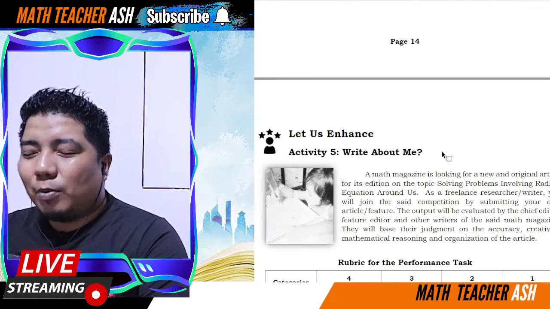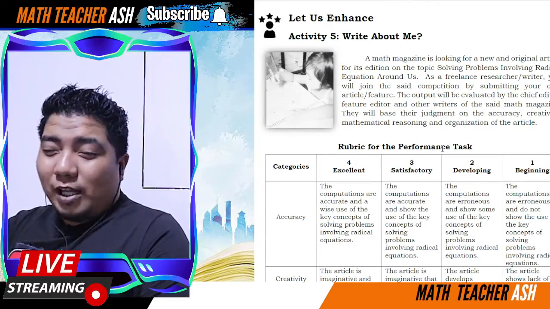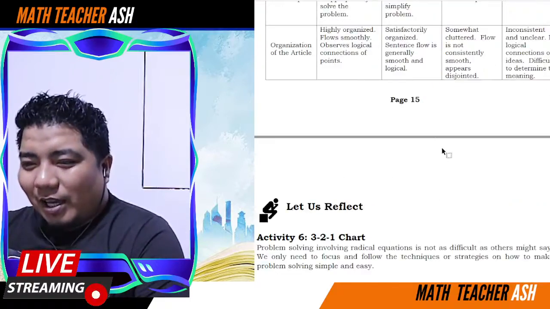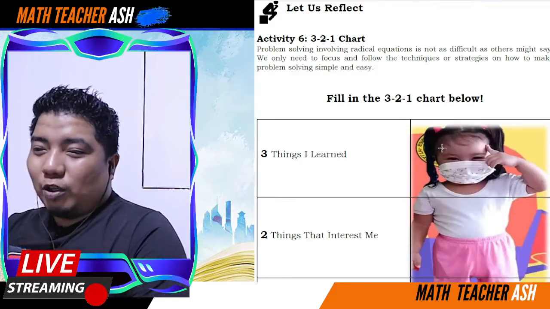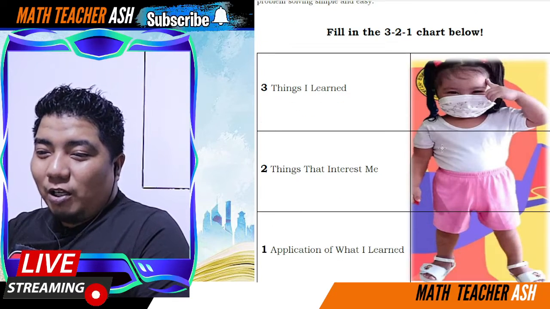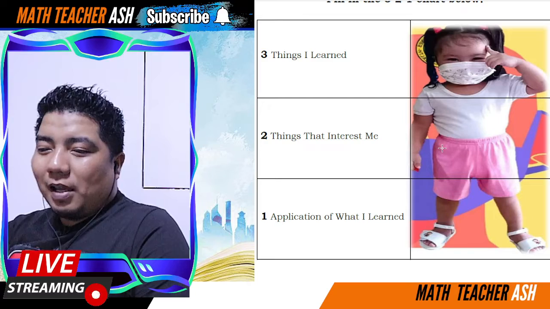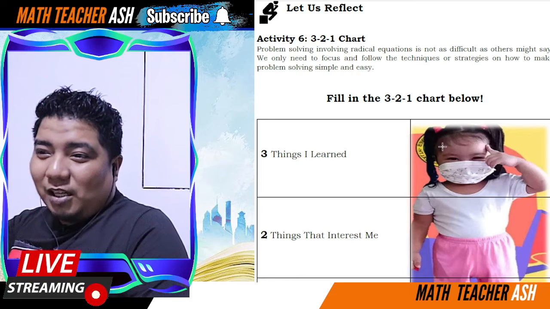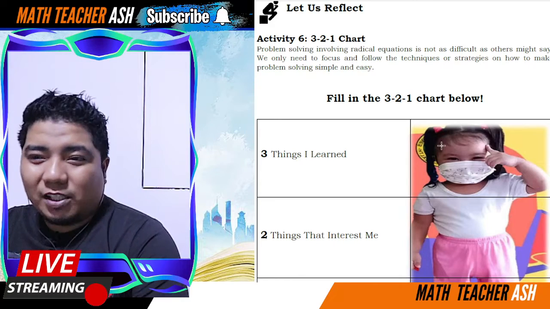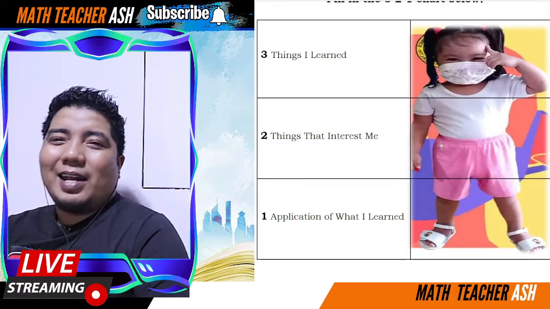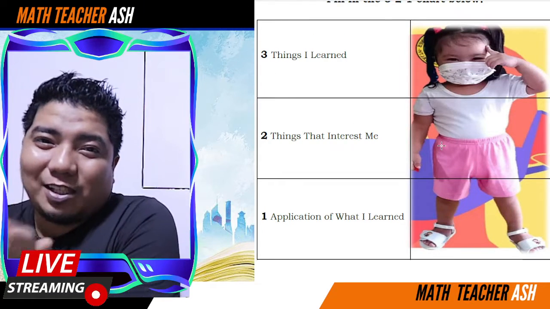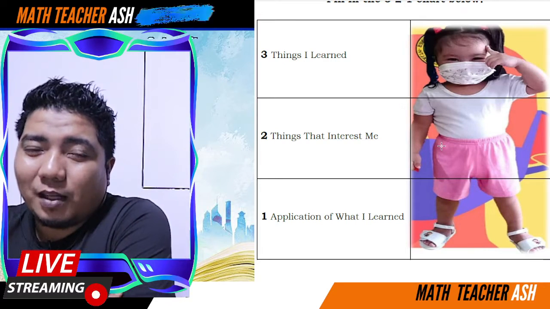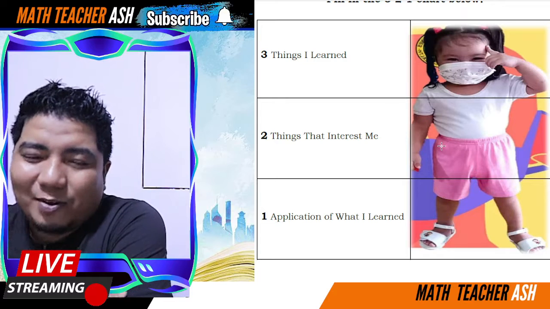And then you have your performance task. Let us enhance. For my students, no need to answer this because we have our own performance task. And after that is the reflection. So what are the three things I learned, two things that interest me, and one application of what I learned. Just answer what you can here since this is just a reflection. No wrong answers here because this is your opinion. And then after that is, of course, the answer key, if your teacher has given you the answer key. I hope not, so that at least you really learn how to solve radical equations.